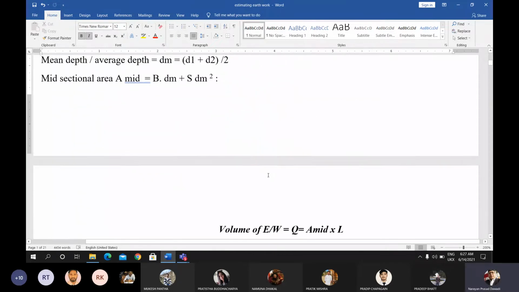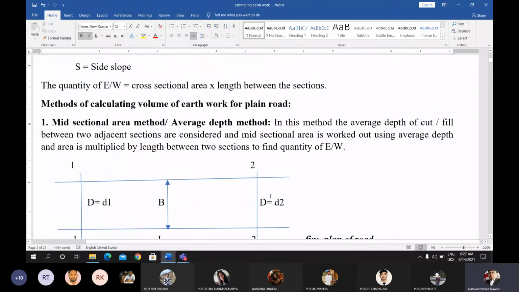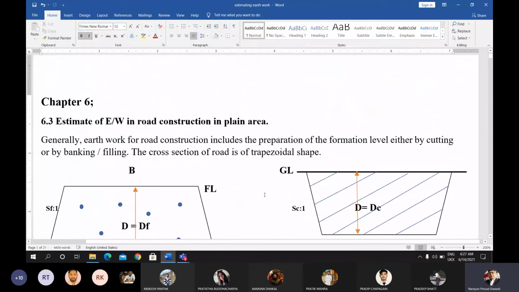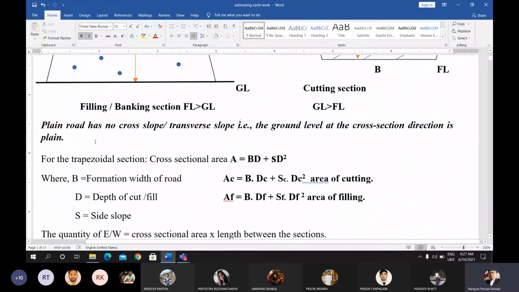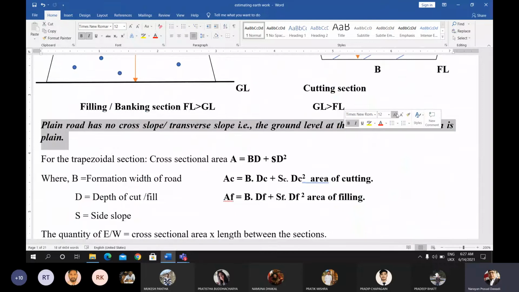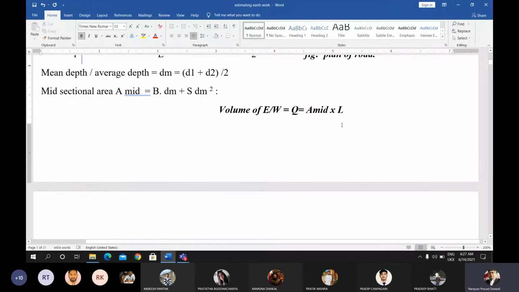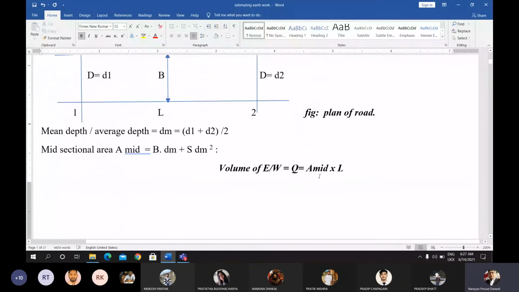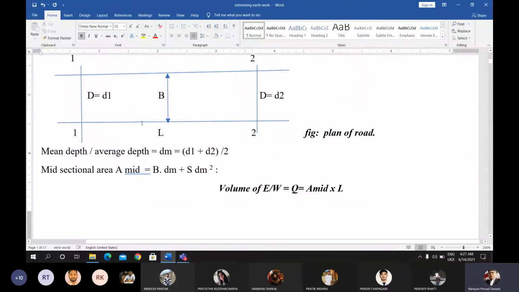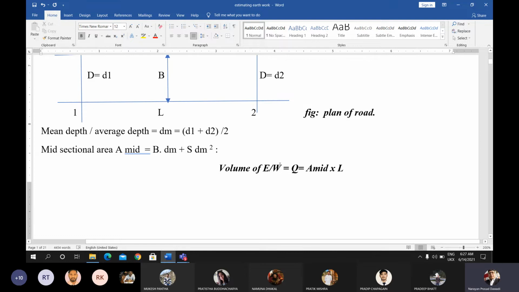Okay, now volume of earthwork can be calculated by using this formula. Similar formula can be used. Volume of earthwork, as quantity of earthwork: after finding the mid sectional area, that area is multiplied by the length between the sections. You can get the volume of the earthwork, whether it is in cutting or in filling. Accordingly, you can find the sectional area.